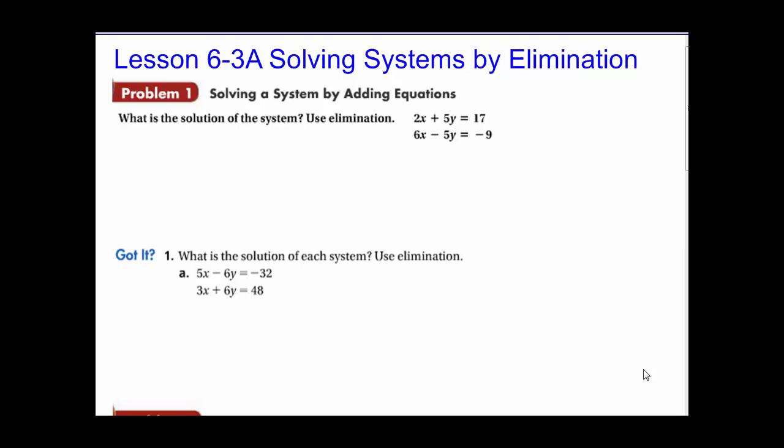So problem number 1, we want to find out what is the solution of a system using elimination. The first thing we want to ask ourselves is, we have to eliminate one of the variables, either x or y. You can eliminate either variable, but since the y has coefficients of 5 and negative 5 and they are opposites, let's just add those together and we can eliminate y.